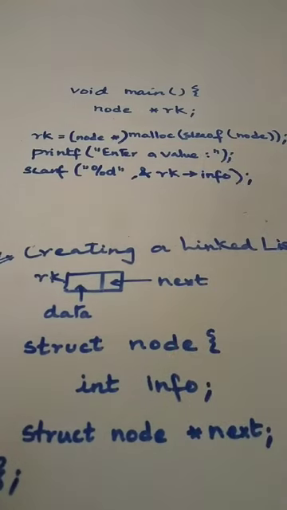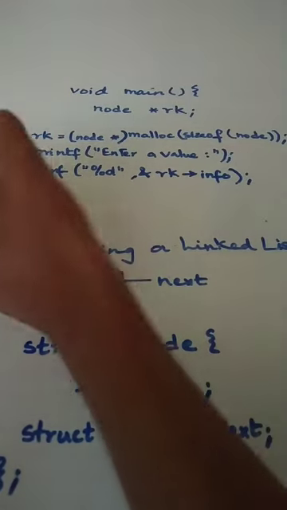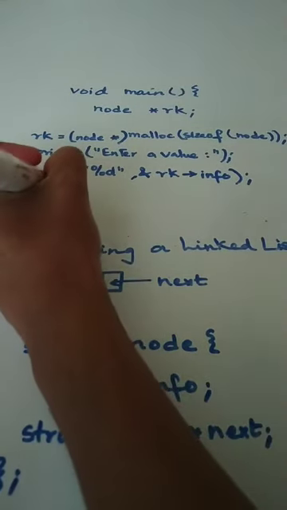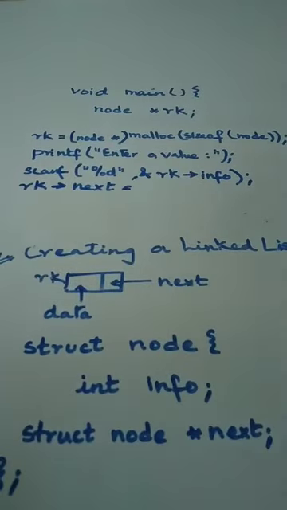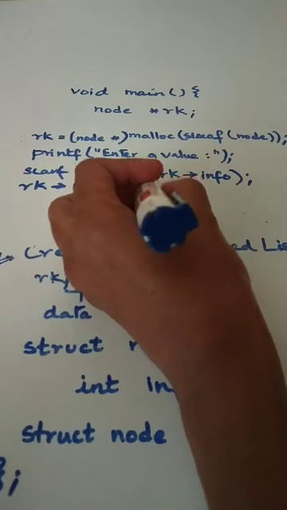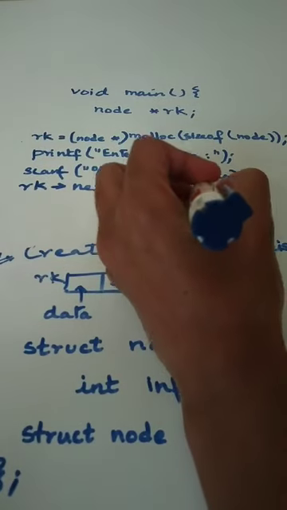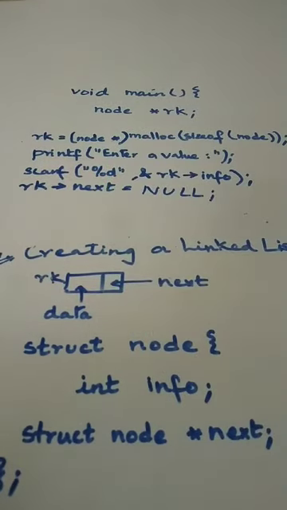Then after this, I have assigned the value to the info. Now I also need to mention where the next pointer points to. Where does the next pointer point to? rk next. In this case, since this is the first node, I don't have any node to point to. So I'll make this point to null. So this is the first and also the last node.